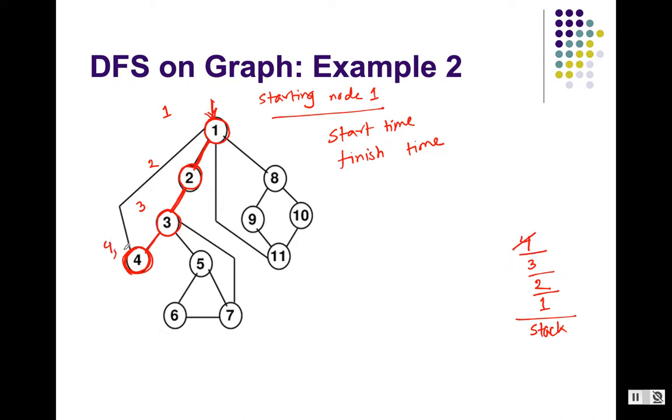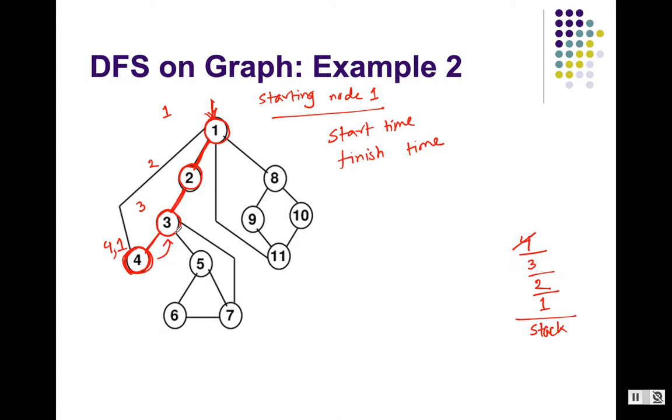And we'll start keeping track of the finishing time. Since we are backtracking, that means we finished exploring node 4, and its finishing time will start from 1. We popped the node, so from 4 it will go to node 3, which is now the top node in the stack.